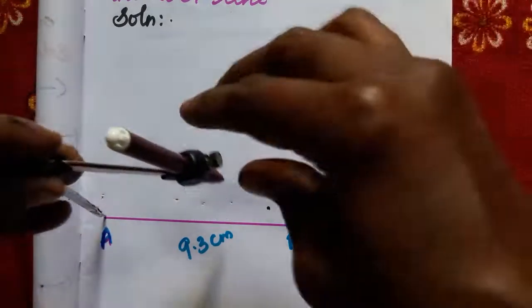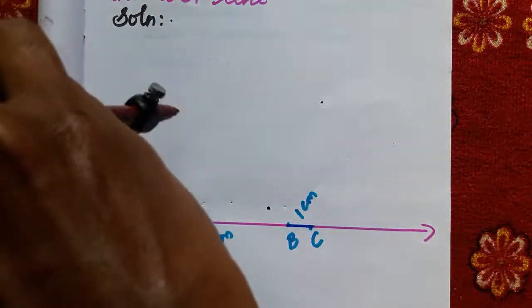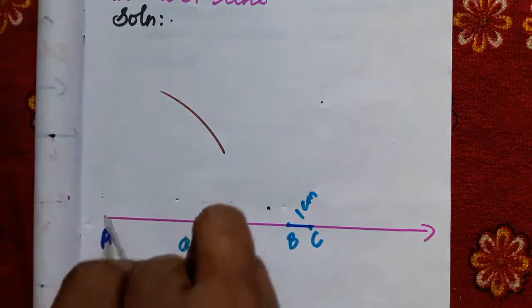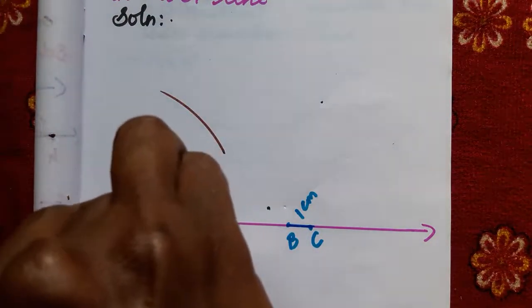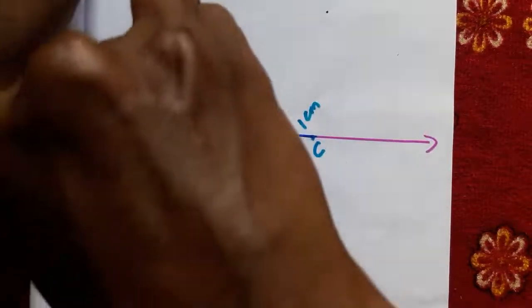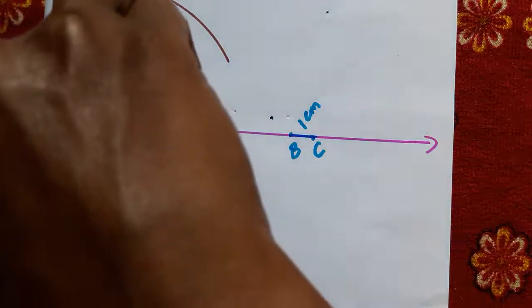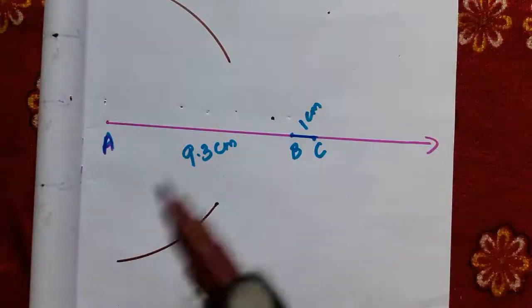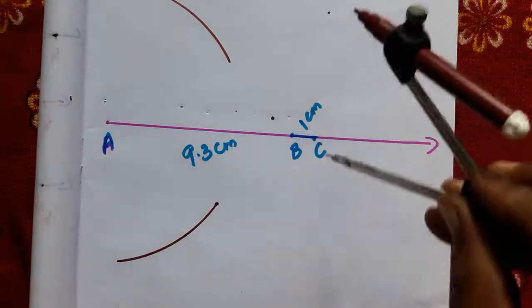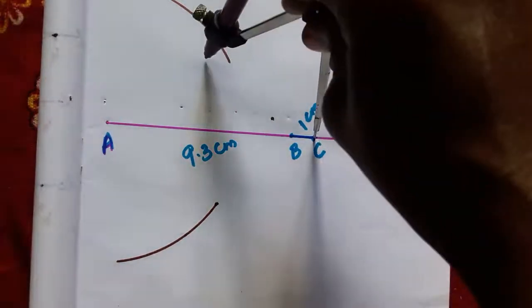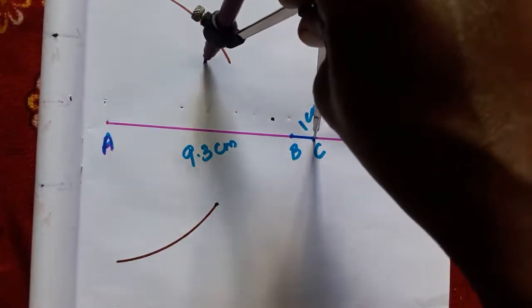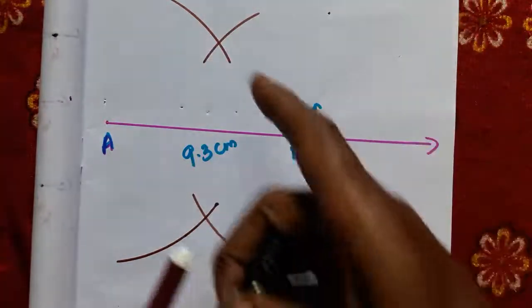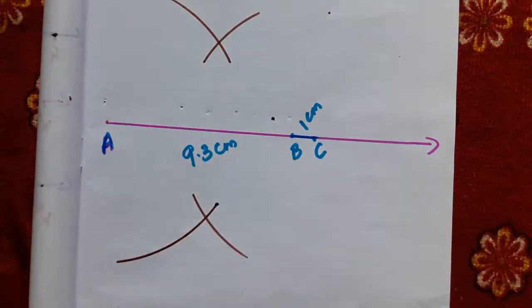Next, with A as center, draw an arc up of the line as well as down of the line. With the same radius, don't change the radius, with C as center, you have to draw an arc up of the line as well as down of the line. It wants to cut the previous arc.